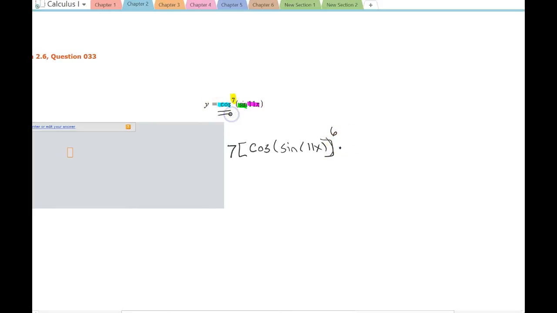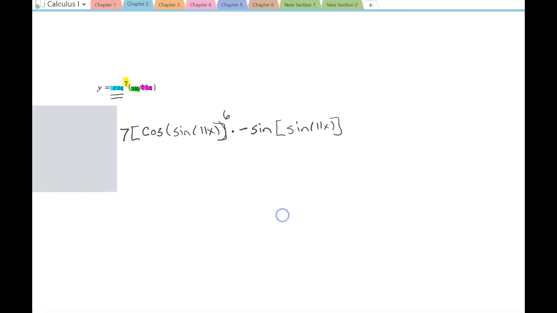So my next function is the cosine function. We know the derivative of cosine is minus sine. So I have minus sine, and I hold everything else the same, so sine of 11x, times the derivative of the inside function. Well, the derivative of sine is cosine. So I have cosine of 11x times the derivative of the inside function here, which is 11x, which is 11.